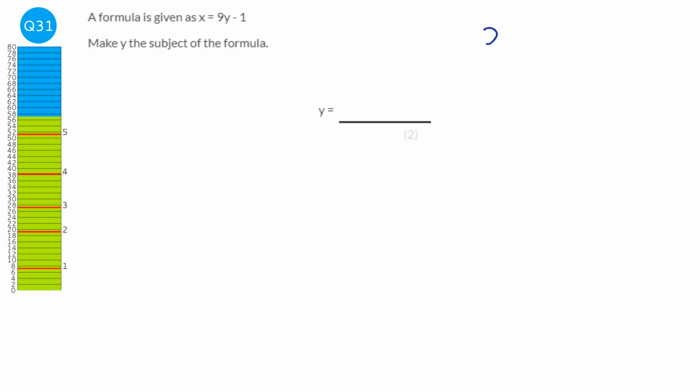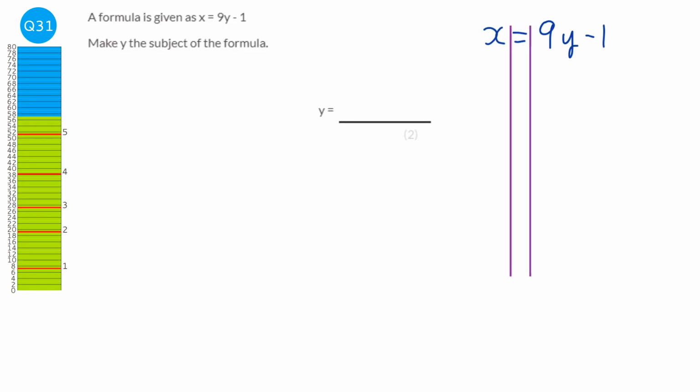So I'm going to write the formula out. And we're asked to make y the subject, so I'm just going to get my lines in. And so what's stopping us from having y on its own? Well, this minus 1. How am I going to get rid of it? Add 1 both sides. So we've got x plus 1 equals 9y.